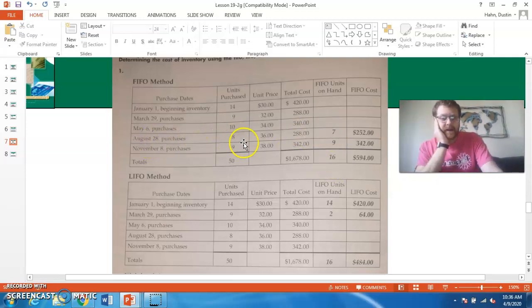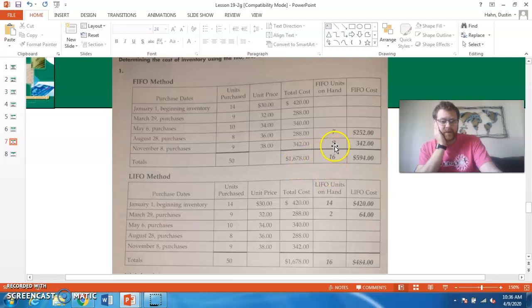On that August 28th, we bought 8 of them. We still have 7 of them left on hand. So that's where that 7 comes in, because we had 16 left over, all 9 from this purchase, and 7 of this one. Add those all up, that comes out to be 50. The total cost, again, all you have to take is your 14 times 30, 9 times 32, 10 times 34, 8 times 36. That's where all these numbers come into play. Add them all up, and that's 1678.